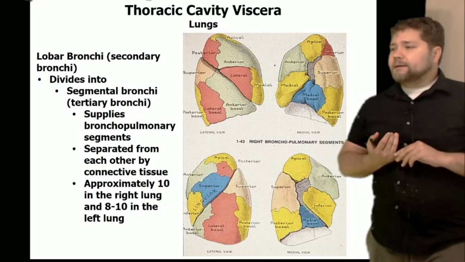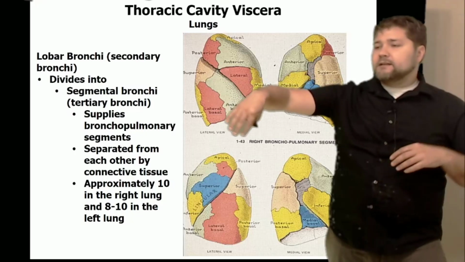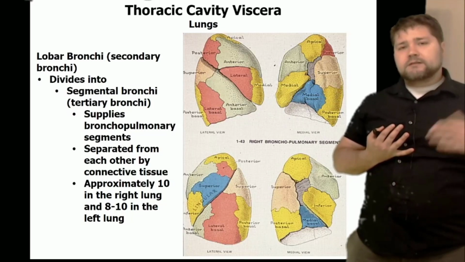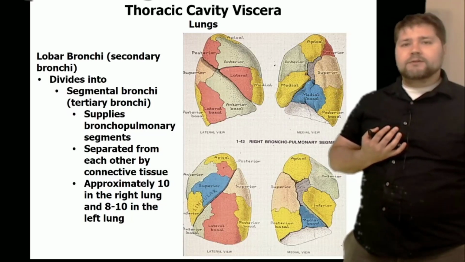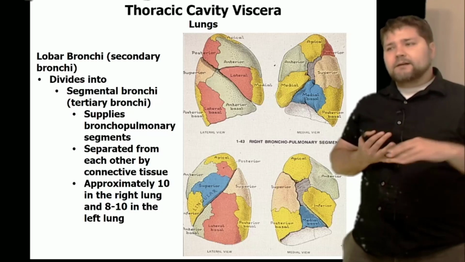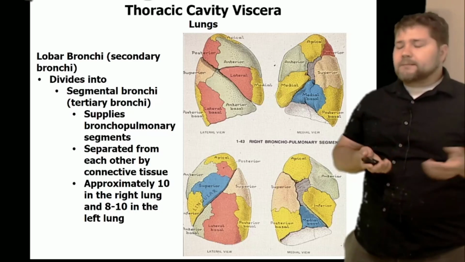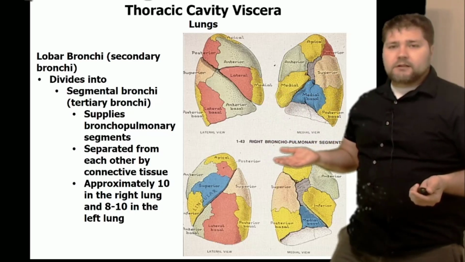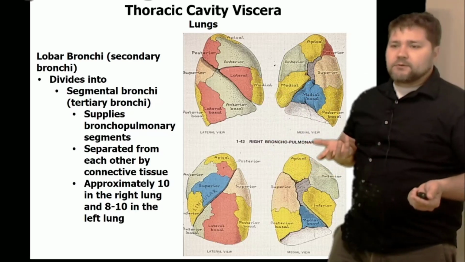Those lobar bronchi are eventually going to split into what we call segmental. So you'll hear the terms segmental used synonymously with tertiary, and lobar used synonymously with secondary. Usually you just call primary bronchus primary. Once we split, the lobar are easy because they just go to the lobes, so you should always know that right has 3, left has 2.